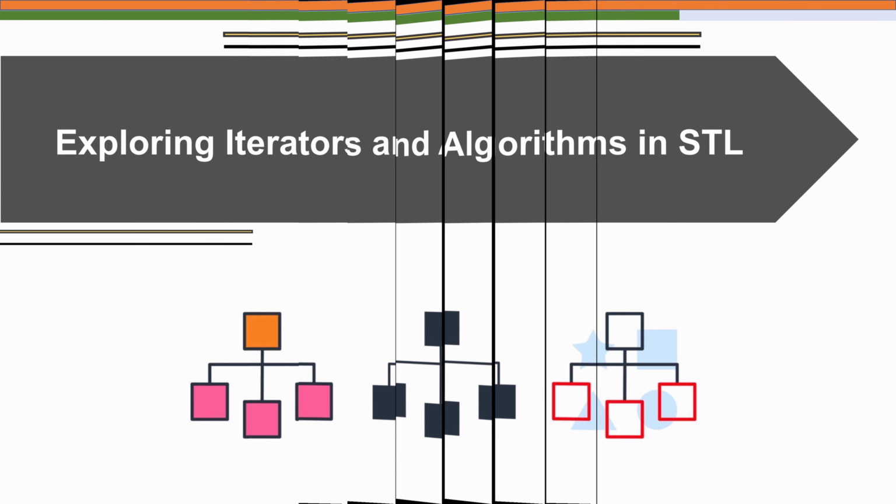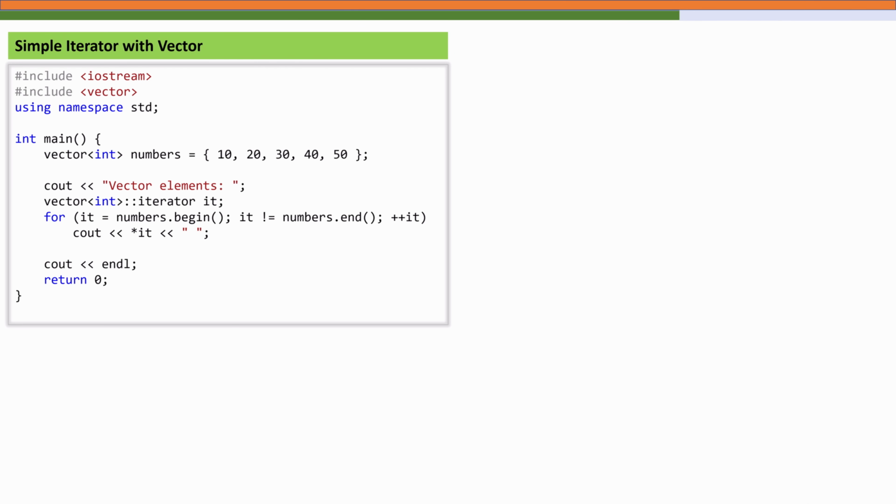with grace and efficiency. An iterator acts like a pointer that helps us move through the container one element at a time. In this example, we create a vector named numbers and declare an iterator, it. The expression numbers.begin returns an iterator that points to the first element in the vector, while the numbers.end function points to the one position past the last element. Inside the loop, we dereference the iterator using asterisk it to access the value it points to, just like dereferencing a pointer. This is how we can traverse the vector without needing to know its internal implementation.